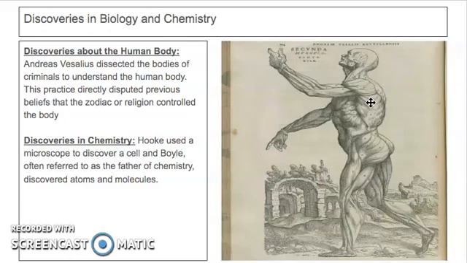We also see some discoveries in chemistry at this time. Hooke used a microscope to discover a cell, and Boyle, who is often referred to as the father of chemistry, discovered atoms and molecules.